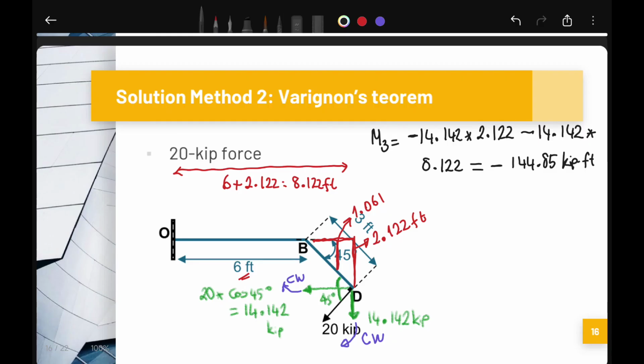As you see, all individual moment values are exactly the same as the previous solution. That's why our resultant moment will not change. This is equal to minus 216.94 kip-feet.